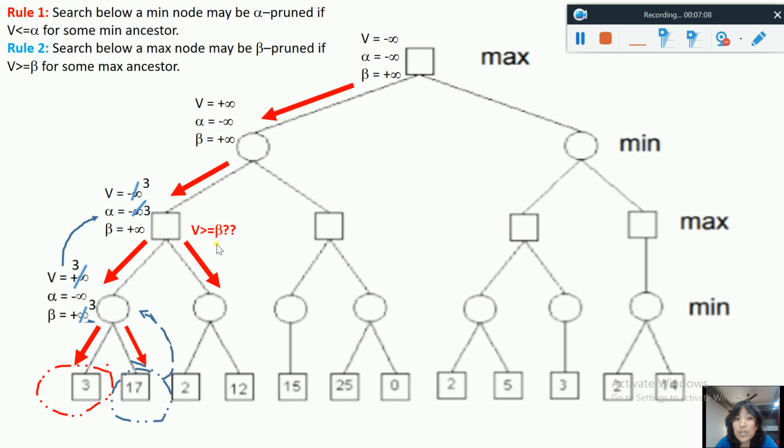It is false. So we will go down. Again, we hit with some min player. We will initialize its value. So V is equal to plus infinity, alpha is equal to 3, beta is equal to plus infinity. You can check the key points which I told you, that while traversing downwards, we will only update the child node's value as alpha or beta. We won't change the value of V node.